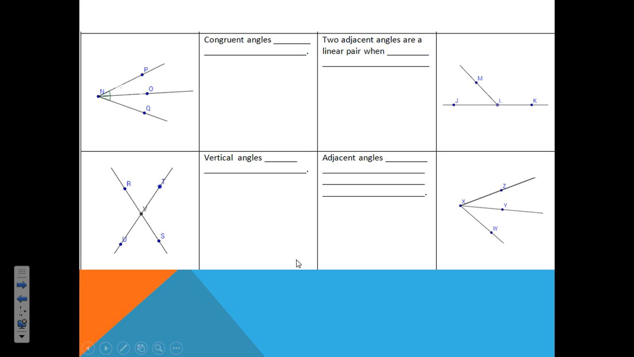Okay, so the next part, we need to talk about congruent angles, and you already know what those are. Tell me what you know about congruent angles. They have equal measures. Yep, their measures are equal. So congruent angles have equal measures.